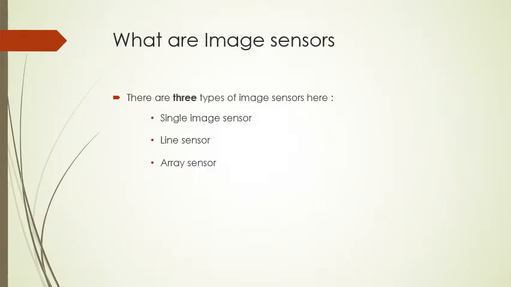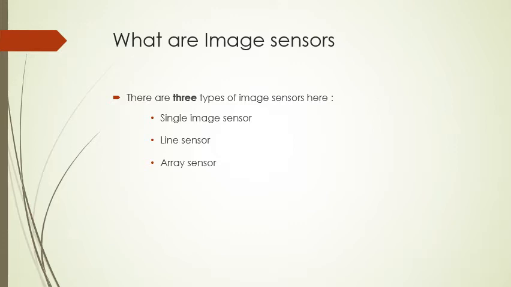Now we discuss some image sensors. Actually, in digital image processing, there are three types of image sensors. The first one is the single image sensor, the second is the line sensor, and the third is the array sensor.